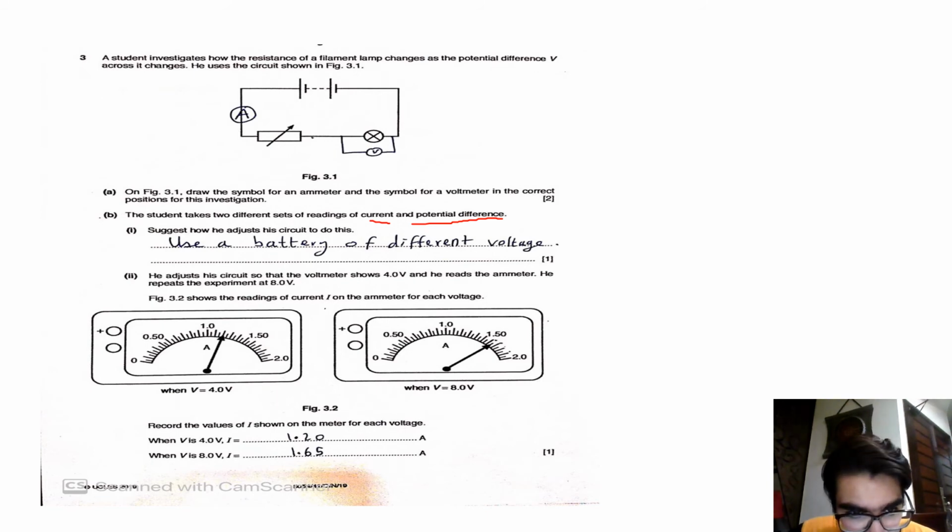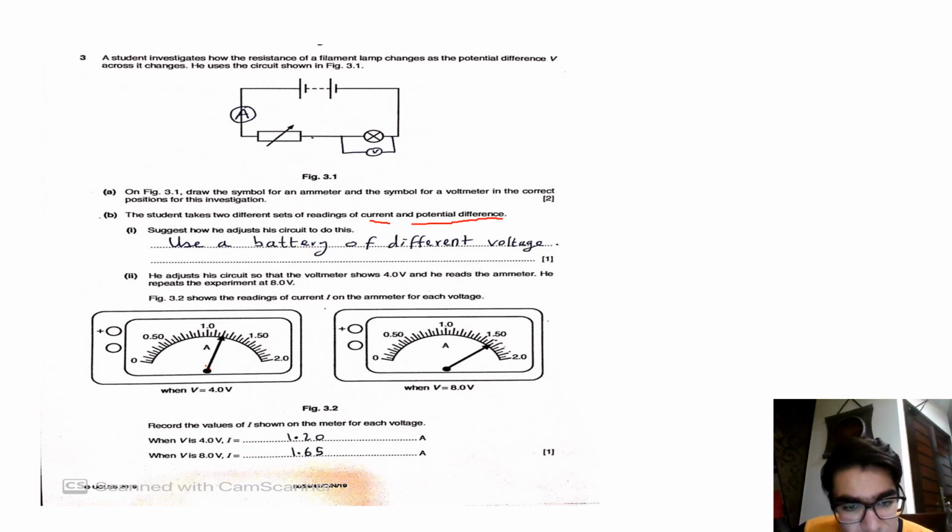So when V is 4 volts, I is 1.20, because if you look at this meter, it's 1.1, 1.2, 1.3, 1.4. Sorry, each time it's increasing by 0.05. So 2 units are equal to 0.1. So that will be 1.1, that will be 1.2. It's 1.20. I wrote it to three significant digits.